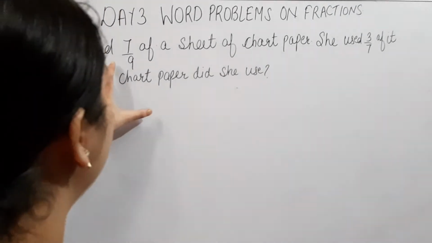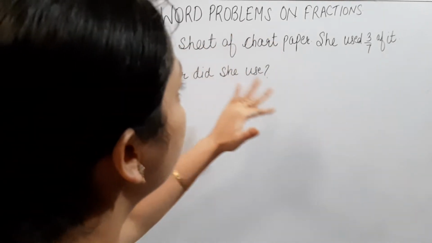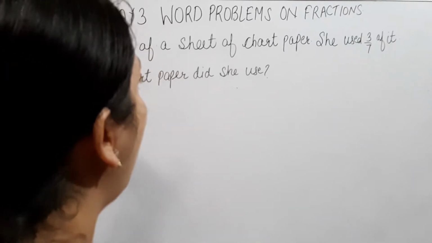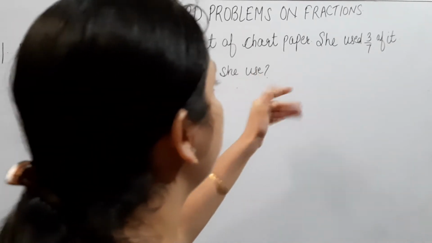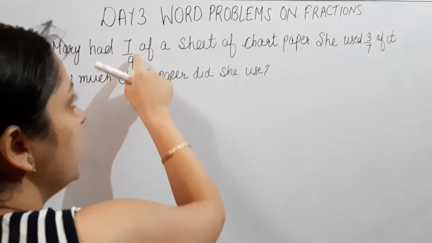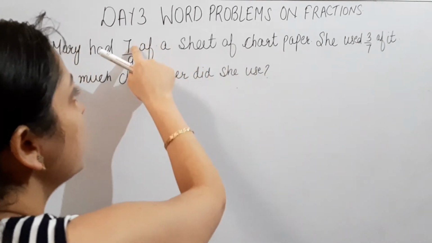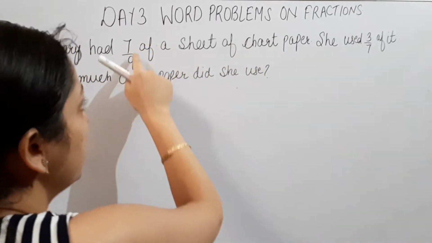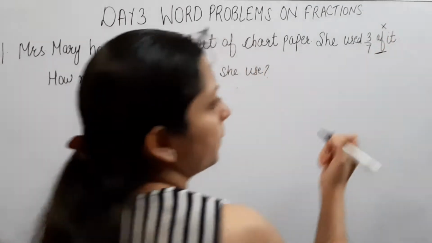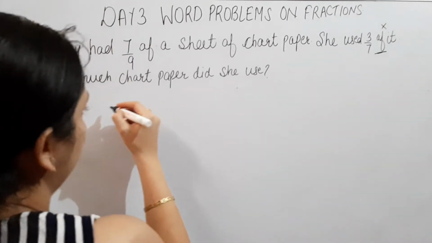See, Mrs. Mary had some part of a sheet of paper and then she used something of it. She used 3 by 7 of it. How much chart paper did she use? Means Mrs. Mary had this much of a sheet of chart paper. She used 3 by 7 of it. See, of denotes multiply. So, in this question, we will multiply it.